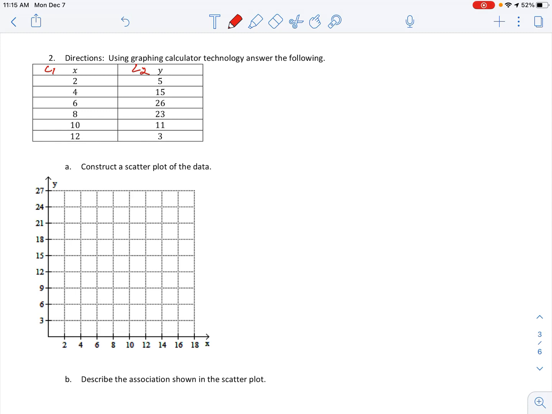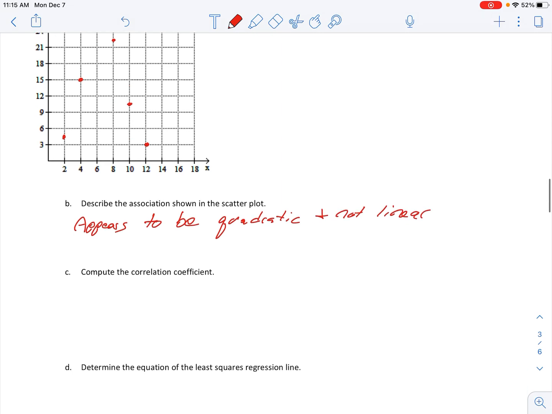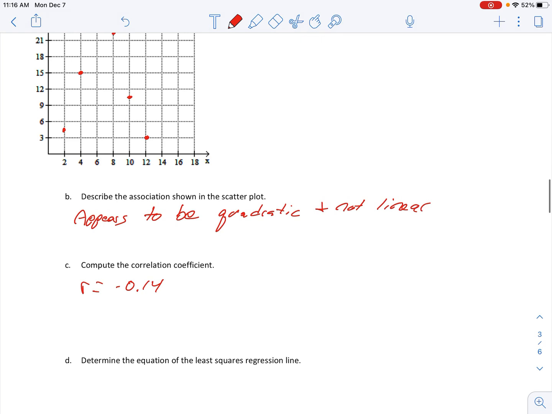And the scatter plot we had gotten was at 2, 5; 4, 15; 6, 26; 8, 23; 10, 11; 12, 3. Describe the association shown in the scatter plot: it appears to be quadratic and not linear. Correlation coefficient, we looked at our calculator. We got a negative 0.14, which is very close to 0. So this implies not a strong linear association.